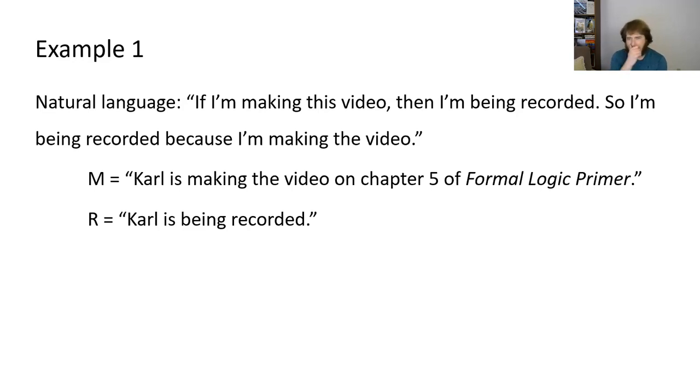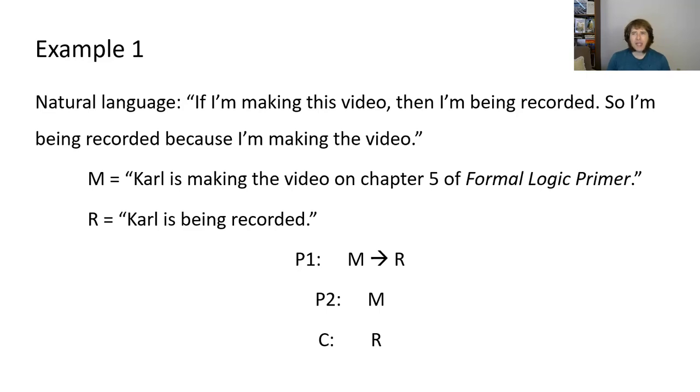Well, this actually is an argument form we've been working through, and you're going to see that the truth table for this argument is one we've already encountered back in Chapter 3. The argument's actually quite simple. It's what we call a modus ponens argument. It has an implication statement, right? If M, then R. If Carl is making the video of Chapter 5 of Formal Logic Primer, then Carl is being recorded. As a matter of fact, Carl is making the video in Chapter 5 of Formal Logic Primer. Conclusion, therefore, or so, Carl is being recorded.